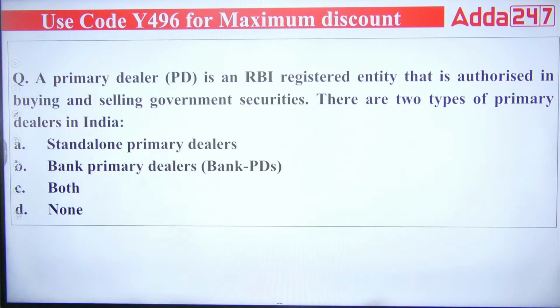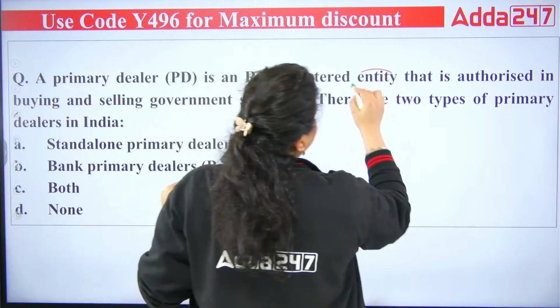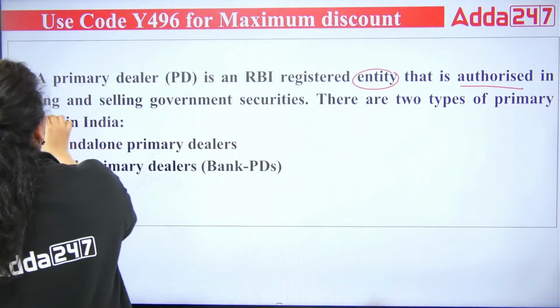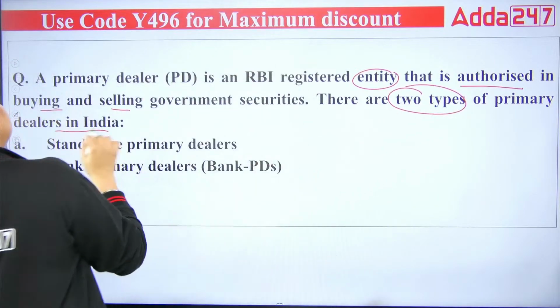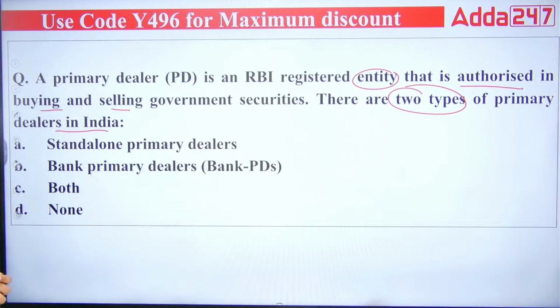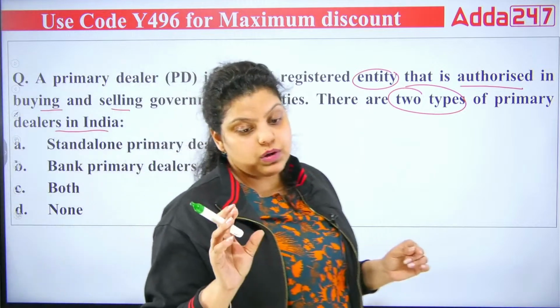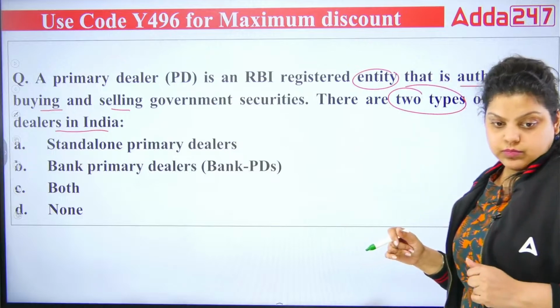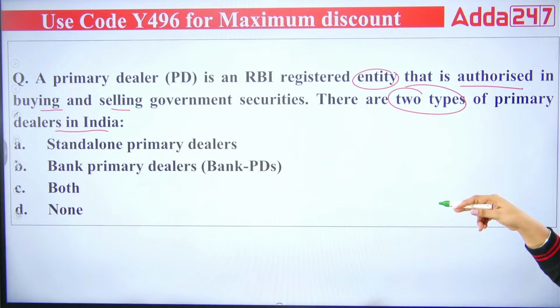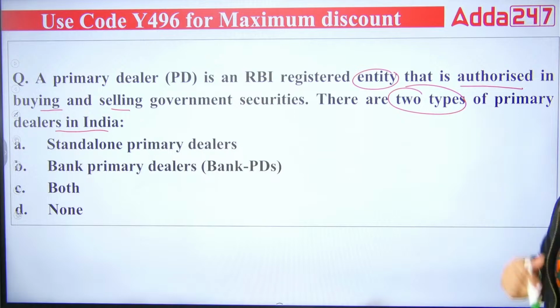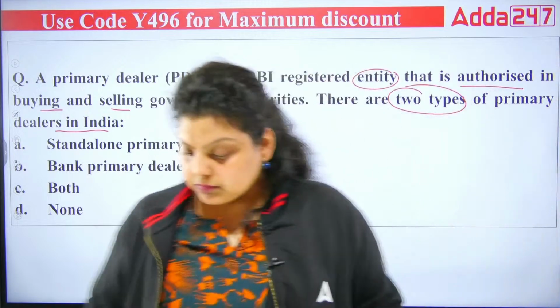Next. A primary dealer is an RBI registered entity that is authorized in buying and selling government securities. There are two types of primary dealers in India. So I have just told you there are two types of primary dealers in India. What are these two types? First is standalone, second is bank primary dealer, third is both, and fourth is none of the above. A, B, C or D. Which of the following is correct?